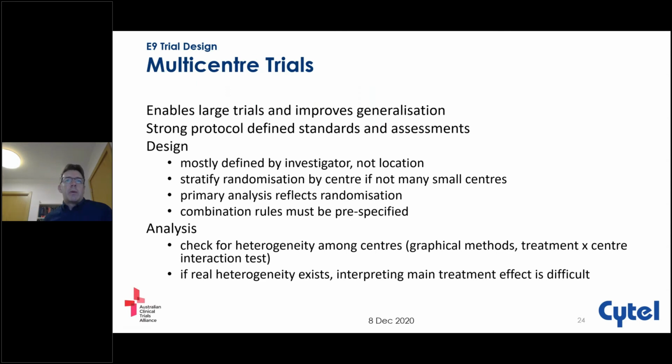We are going to talk about E17, which is multi-regional trials, a little bit later. But even in E9, it started to give guidance about the use of multi-center trials. And it talked here about the design and analysis of these trials. And even talked about how to stratify the randomization by center, although that's not routinely done now, it was then. And then in the analysis about how to look for consistency of treatment effects among centers and regions. So again, some guidance here about multi-center trials.